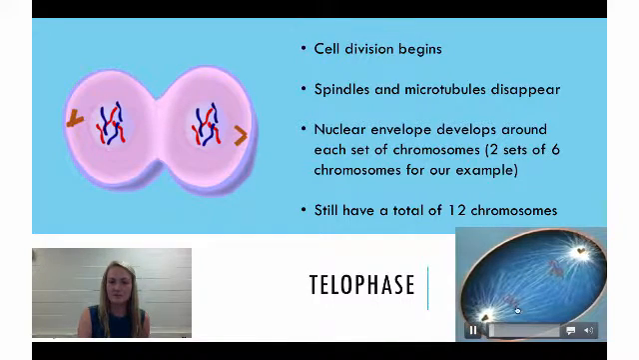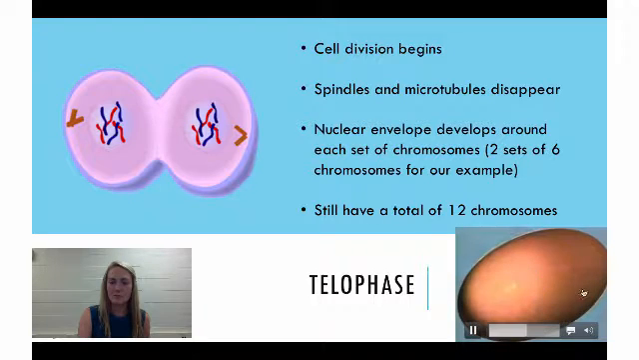Alright, so we can see the spindle apparatus disappearing, those microtubules are going away, and the nuclear envelope is forming around those chromosomes.